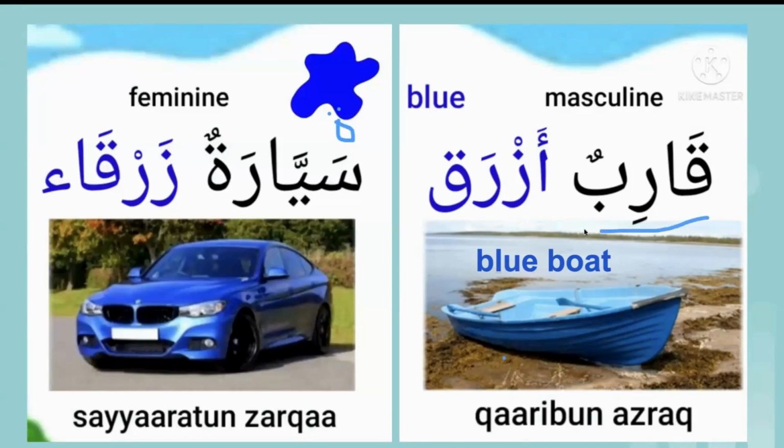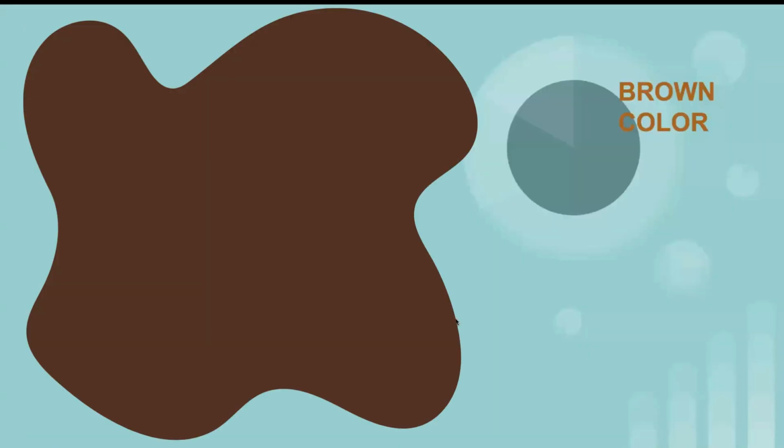Let's repeat. Qaribun azraq. Repeat. Qaribun azraq. Sayyaratun zarqa. This is how we translate masculine and feminine colors.